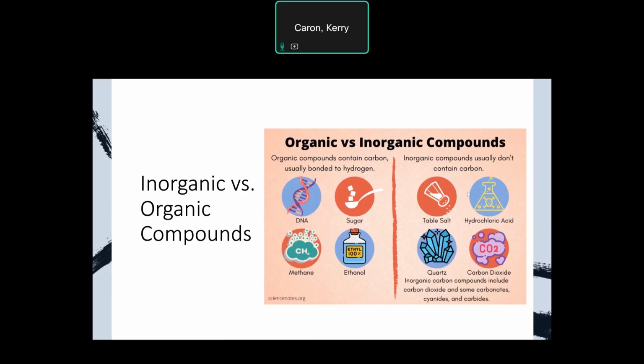Here it is. It's inorganic, usually don't contain carbon, okay? And it says here, organic is usually bonded. The carbon in an organic molecule or compound is bonded to hydrogen. So that's where the carbon dioxide kind of slips in there. That does have carbon. So salt, quartz, carbon dioxide, hydrochloric acid, excuse me, those are all inorganic, where these things are organic.